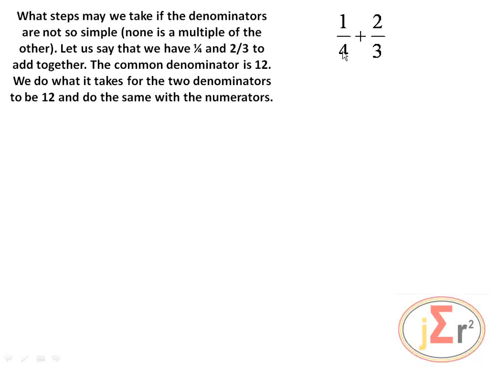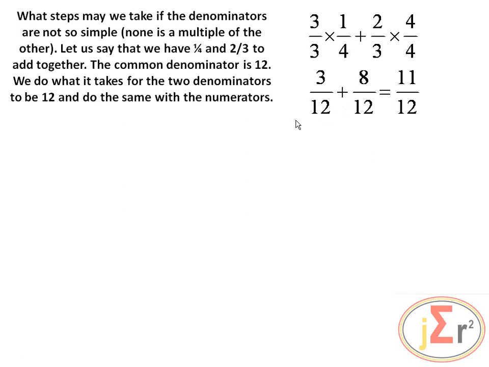If we have 4 here, to get 12 we multiply by 3. So we multiply the numerator by 3 also. We have 3 here. To get 12 we multiply the denominator by 4. So we multiply the numerator by 4 also. So that turns out to be 3 over 12 plus 8 over 12. And that is easy. 11 over 12.